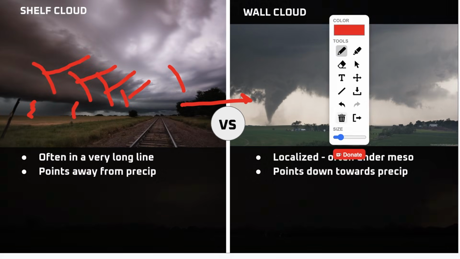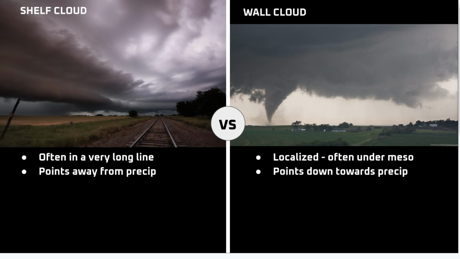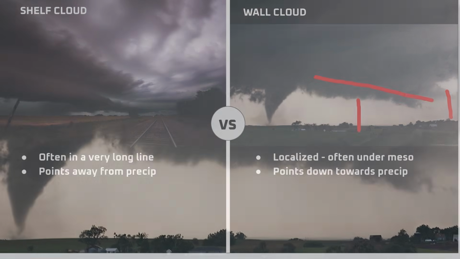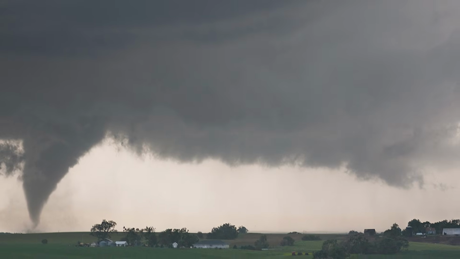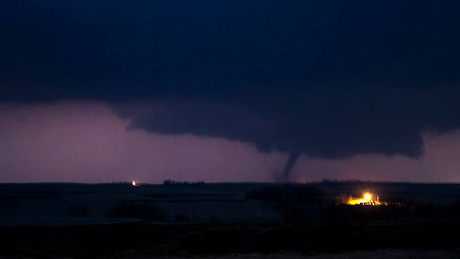The wall clouds, on the other hand, will point towards the precipitation, especially if there is a decent amount falling. The precipitation is actually over here. You can see it extending down and it's pointing towards the rain. So that's another feature to look for.